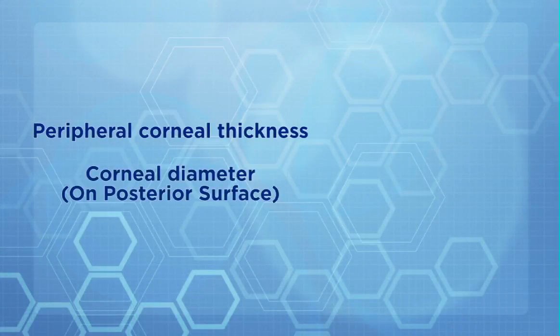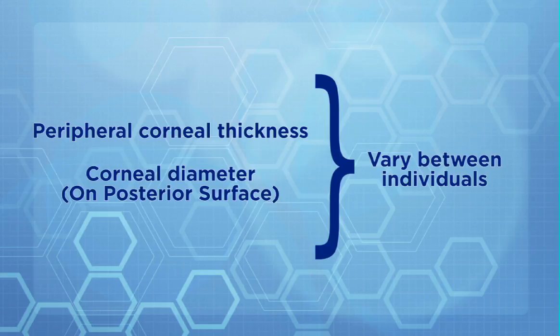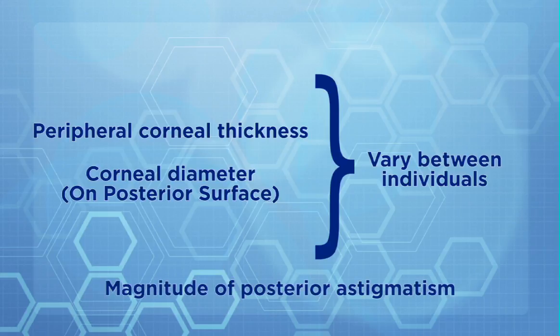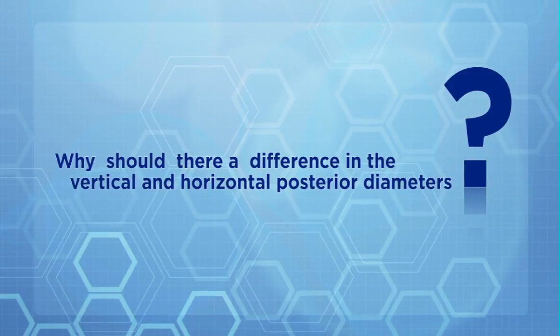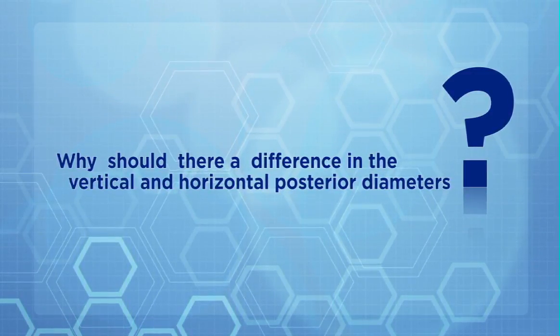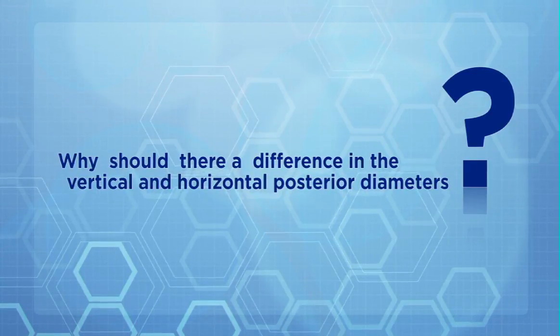Now, since both these factors may vary between individuals, this may also explain the wide variation in the magnitude of posterior astigmatism, which may vary anywhere between 0.26 to 0.78 diopters. Coming to our next question. Why should there be a difference in the vertical and horizontal posterior diameters?